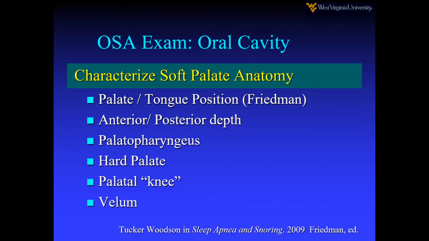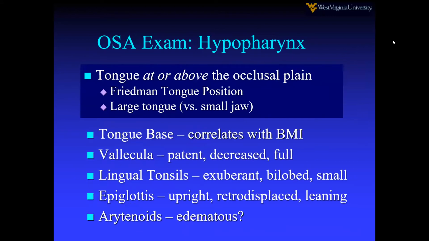And he looks at this from an endoscopic viewpoint: where does the hard palate end? Where does the soft palate begin? And then how much is actually hanging down? Because that will drive which procedure you might choose. So, Friedman tongue position, and again, is it a large tongue or is it a small jaw? And then the tongue base correlates with BMI.